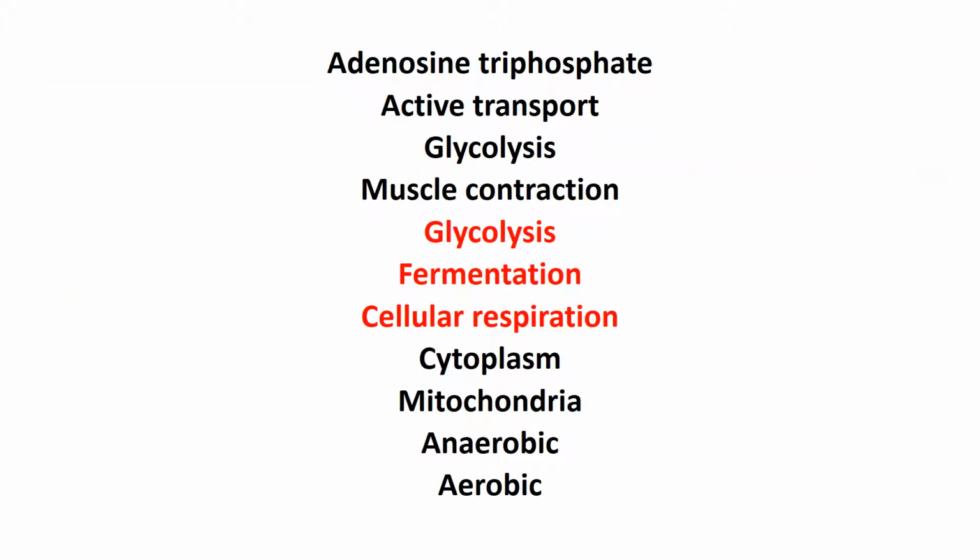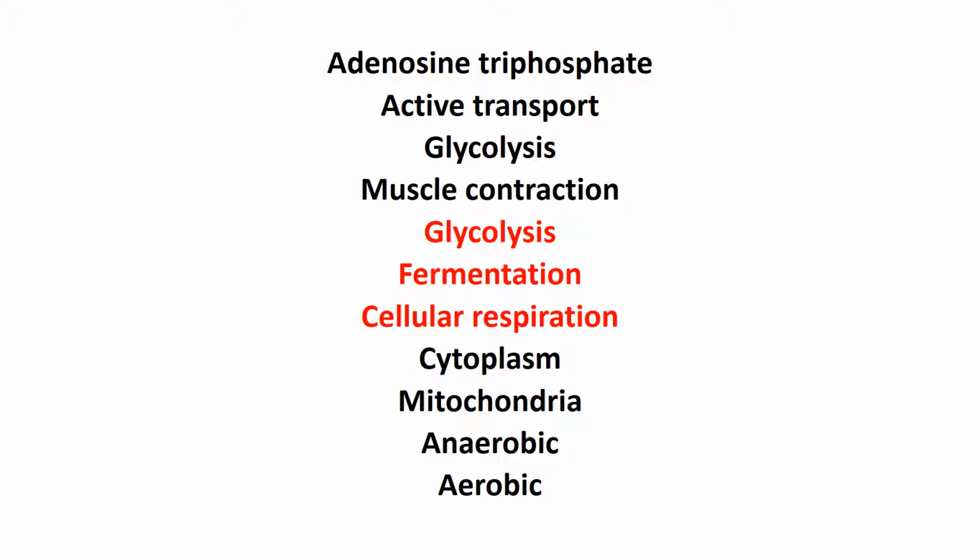This video was about ATP, or adenosine triphosphate. Adenosine triphosphate is what's used by cells to fuel such activities as active transport, glycolysis, and muscle contraction. And glycolysis, fermentation, and cellular respiration are three processes used by cells to produce ATP.